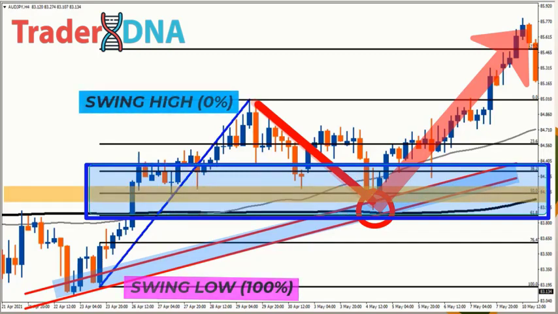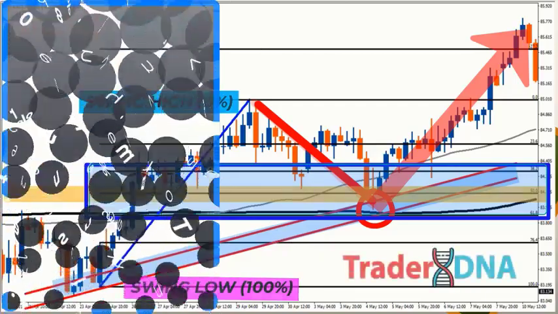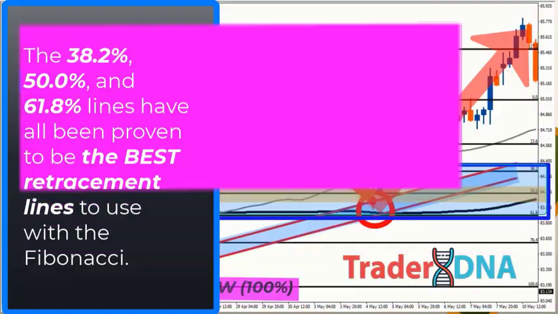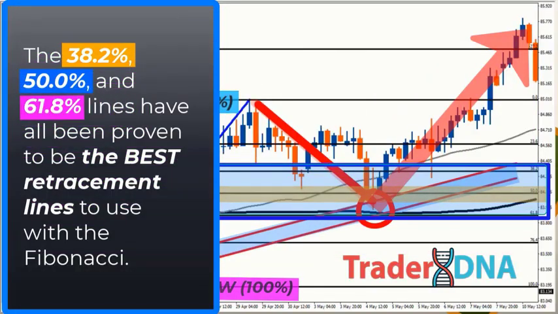Why does it have to be in between these lines for this strategy? We want to capitalize on the big retracements. And the 38.2%, 50%, and 61.8% lines have all been proven to be the best retracement lines to use with the Fibonacci. Once you find this, look for an entry.